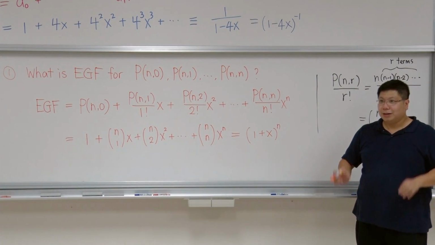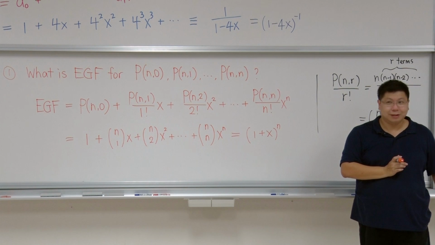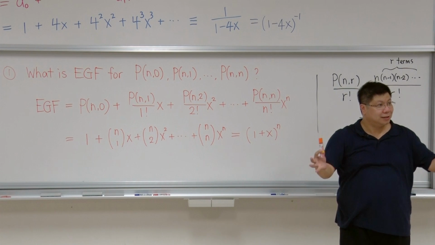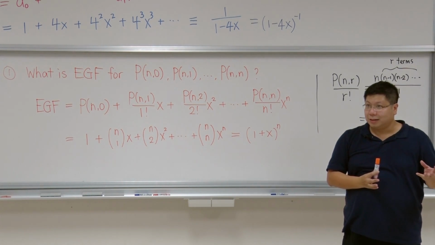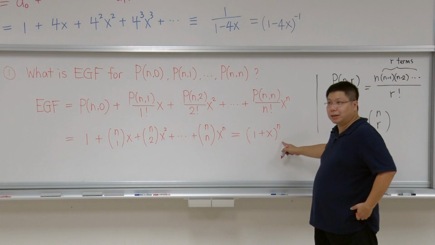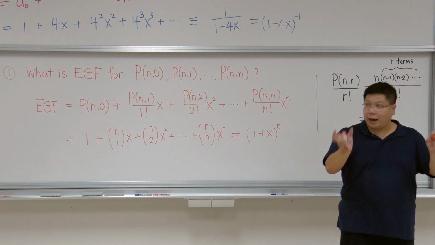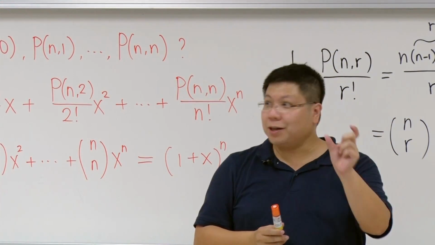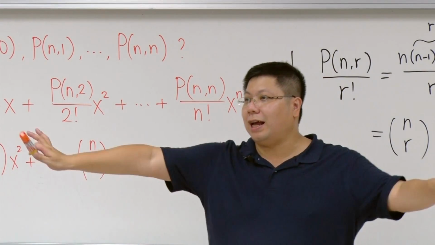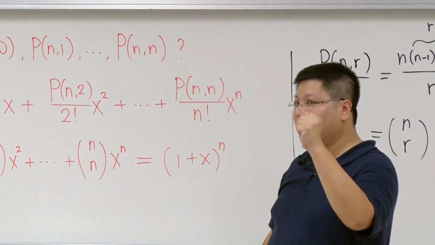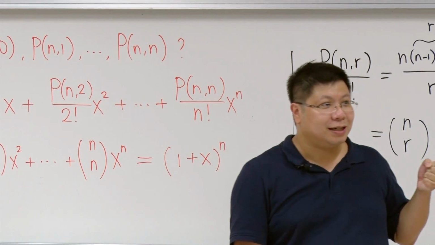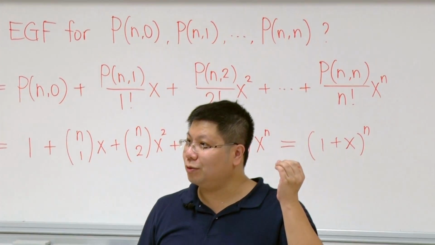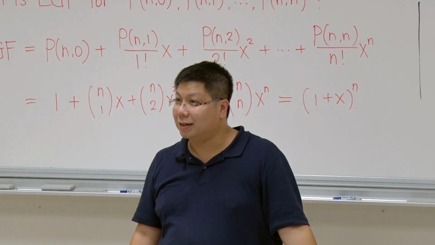This is about permutation of n objects, right? So this is a product of (1 plus x) times (1 plus x), and there are n of them. It looks like 1 plus x is about the permutation of a single object. If you forget everything else, you just have one object. There are 2 ways to choose it: you choose not to use the object, or you use this object, right? Okay.